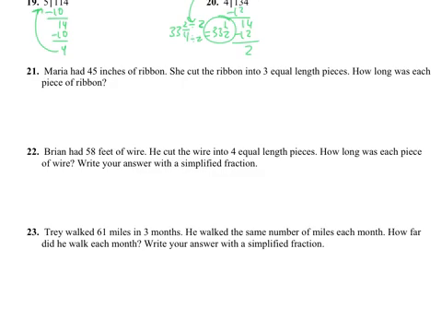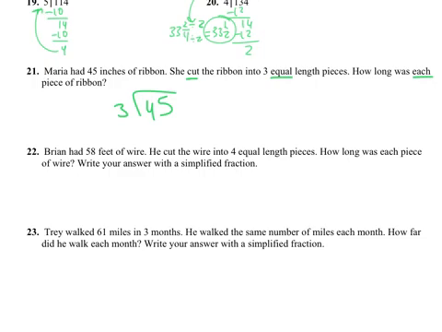Okay, on number 21, we got Maria had 45 inches of ribbon. She cut the ribbon into 3 equal length pieces. How long was each piece of ribbon? So I'm going to give you guys some tidbits here. Whenever you see the word cut, equal, each, you're going to be doing some dividing. Now, what is the total amount of ribbon that Maria had? Maria had a total of 45 inches of ribbon. She cut the ribbon into 3 equal parts, so we're going to divide by that number.